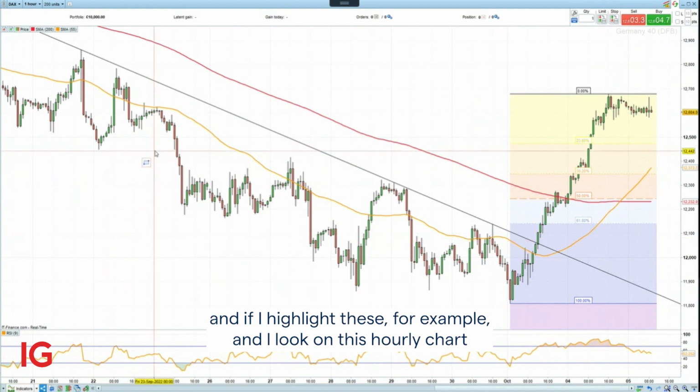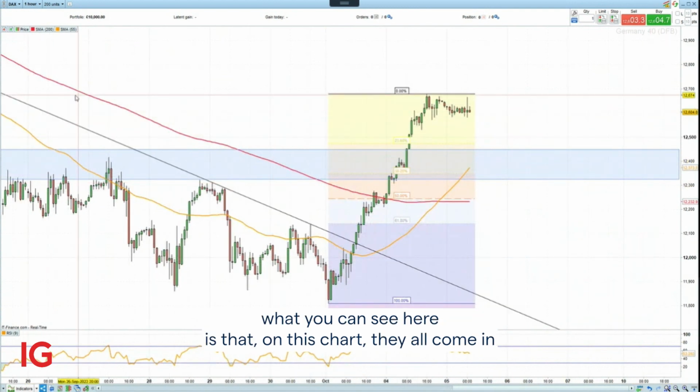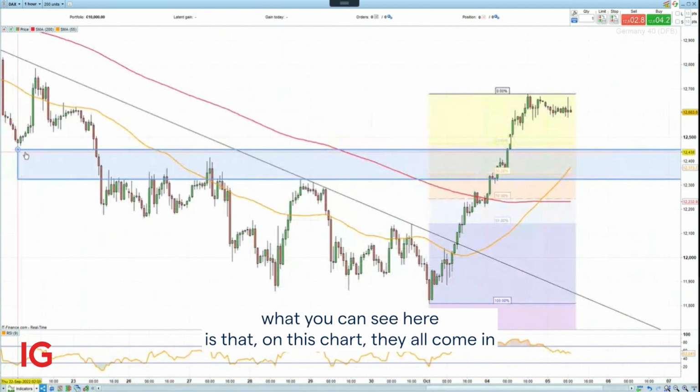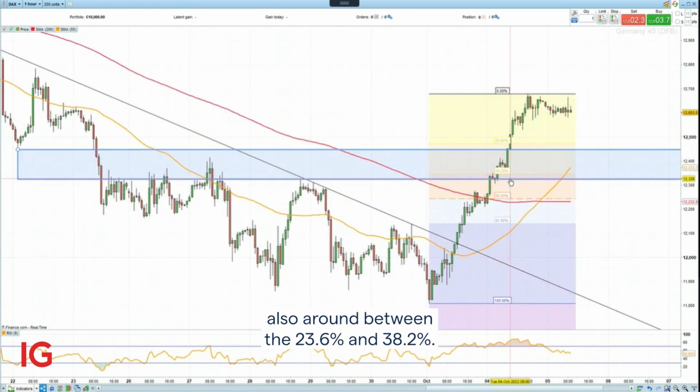What you can also do is look at previous lows and highs. And if I highlight these, for example, on this hourly chart, where they all come together, what you can see here is that on this chart, they all come in also around between the 23.6% and 38.2%.